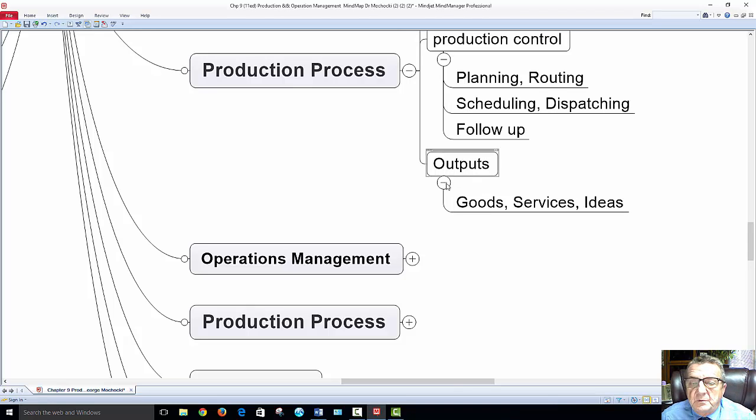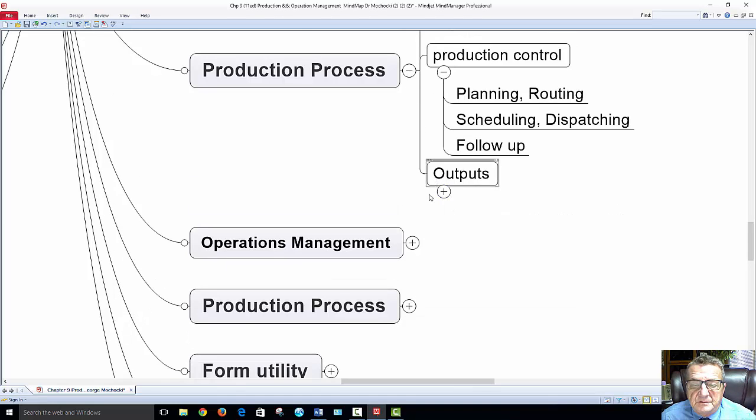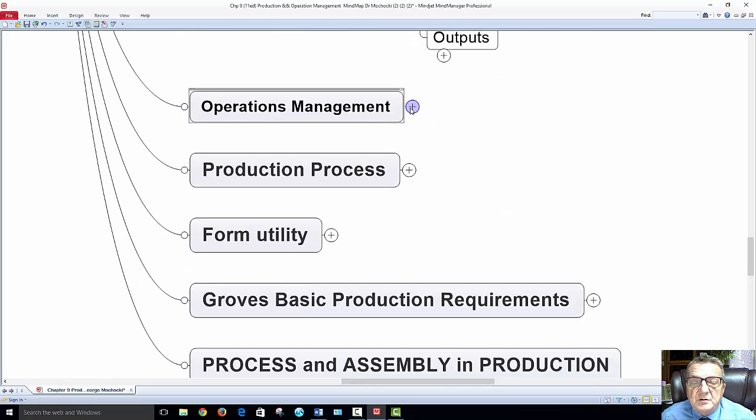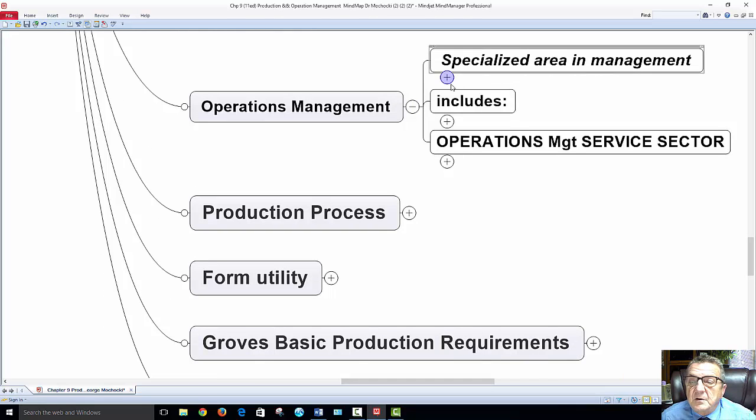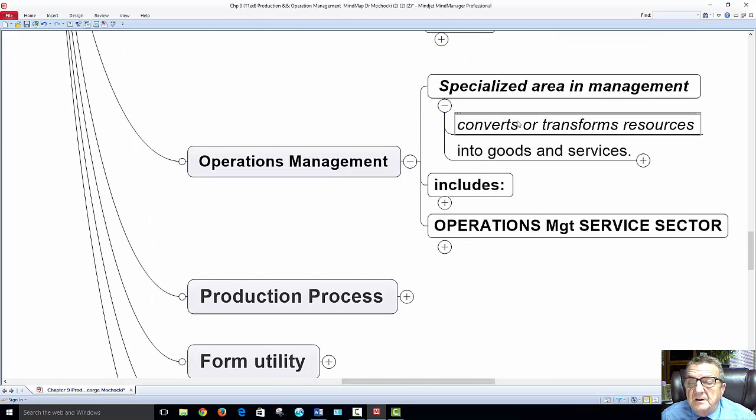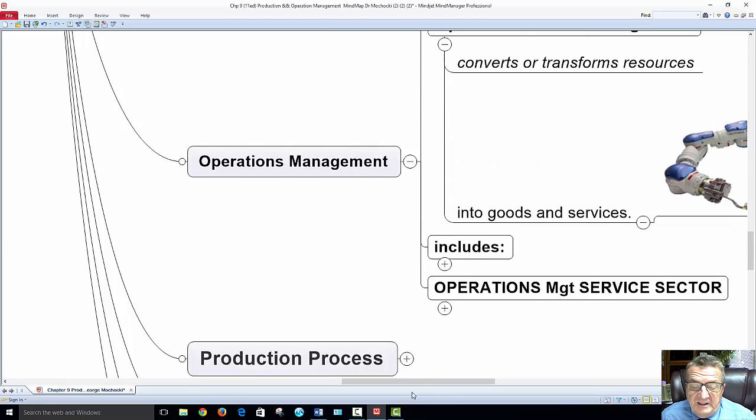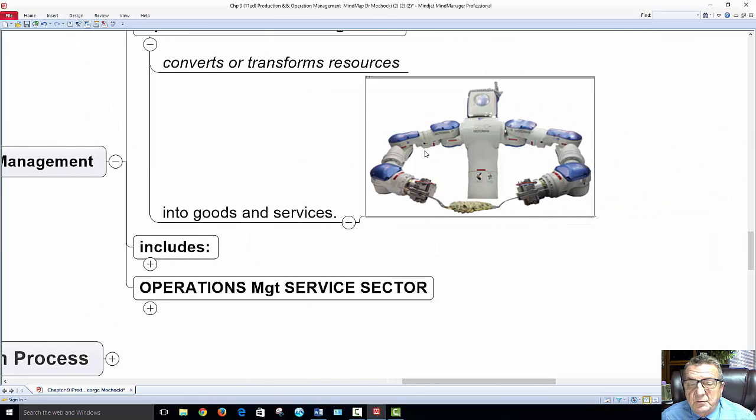Okay, and outputs are goods and services. Okay, so we have that. Okay, so now we're going to. It's a little slow here. Okay, now operation management is a specialized area in management that converts or transforms resources into goods and services. And this was in the book. I kind of like it as a robot.